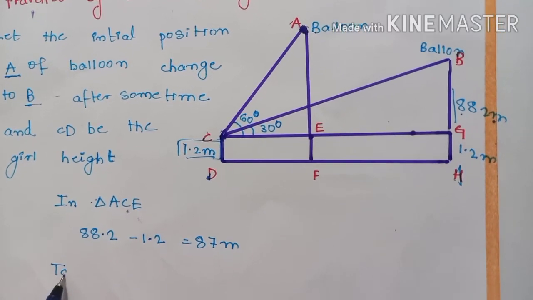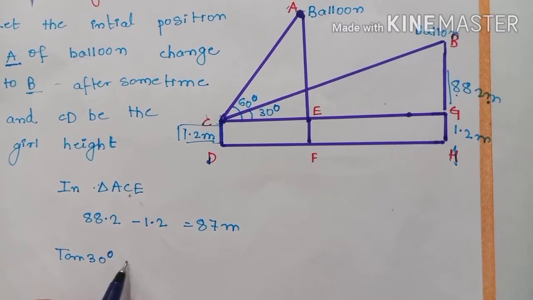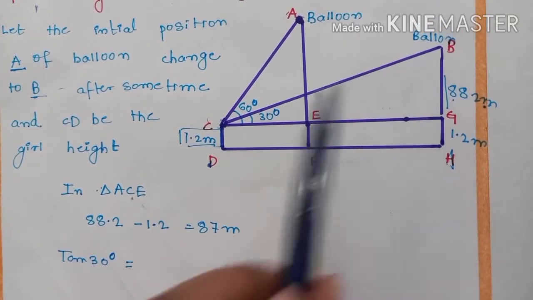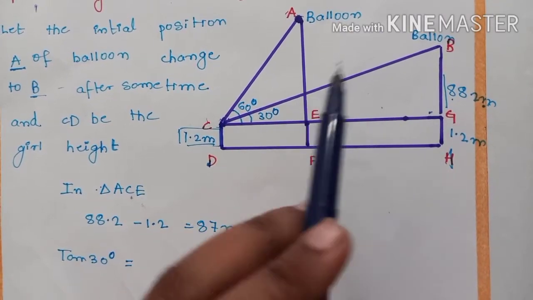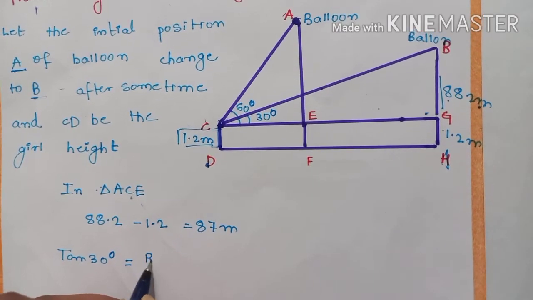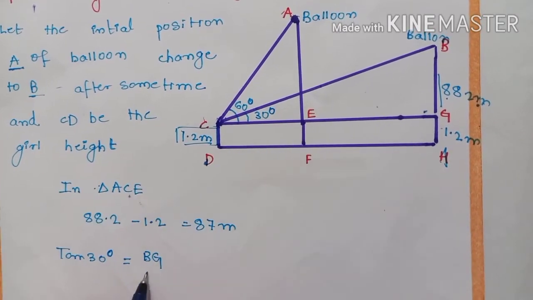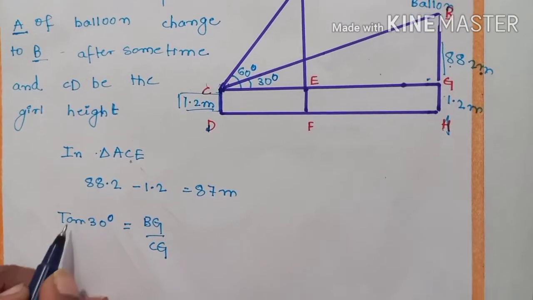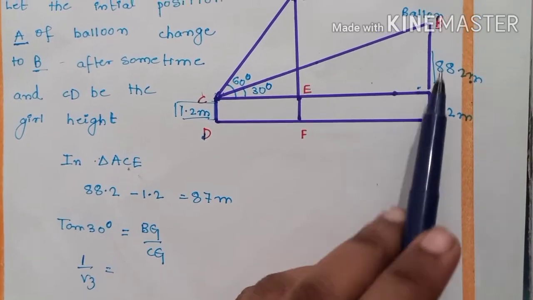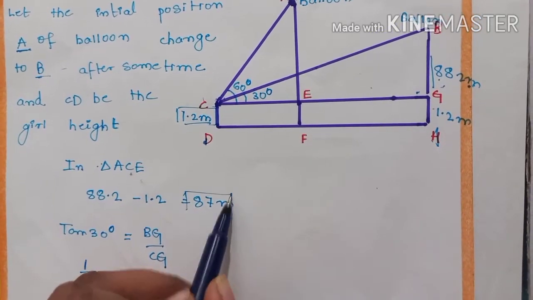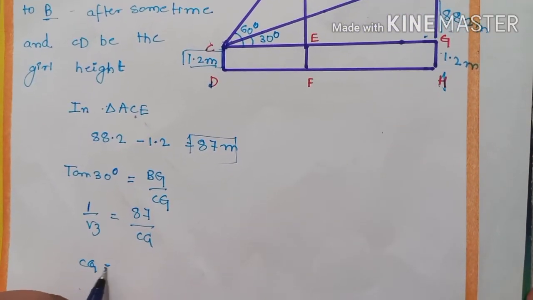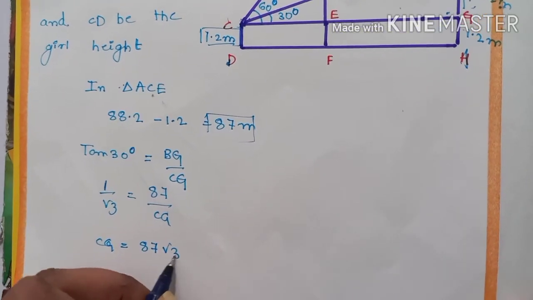And now we know tan 30 degrees. Here theta is 30 degrees. In triangle BCG, the tan theta formula is opposite by adjacent. The opposite side is BG and the adjacent is CG. From trigonometry we know tan 30 is 1 by root 3, and BG we have got as 87 meters. Now putting this value, 1 by root 3 is 87 by CG. Therefore CG gives 87 root 3 meters.